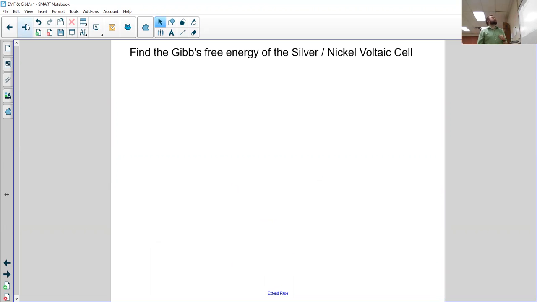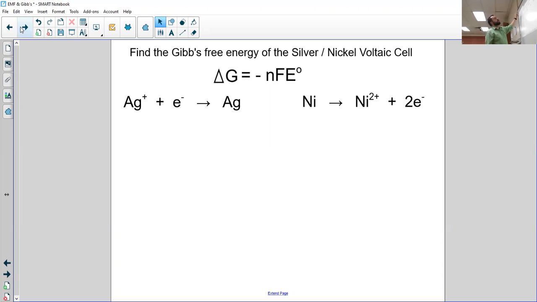We'll do an example here. Find the Gibbs free energy of the silver nickel voltaic cell. We have our equation for Gibbs free energy. We have a few things that we don't know for this. Faraday's constant is constant, we always know that one. So we need to find the N and the E naught. Let's find the E naught first. Let's set up our 2 half reactions. Our silver: silver plus an electron goes to silver, and then our nickel goes to nickel 2+ and 2 electrons. On the left, it's gaining an electron, so it's a reduction. And on the right with nickel, it's losing electrons, so it is oxidation.